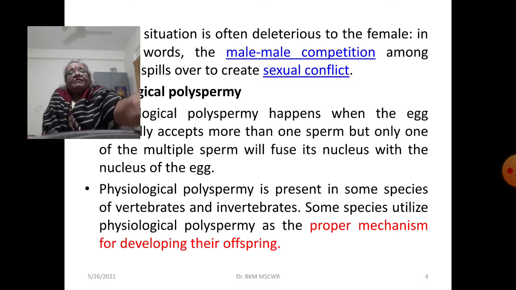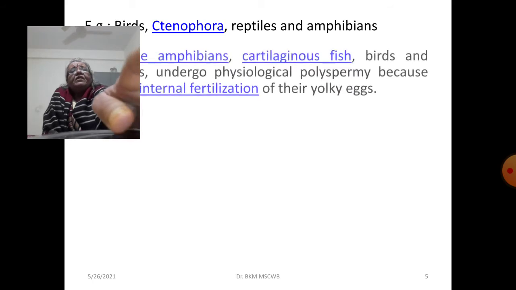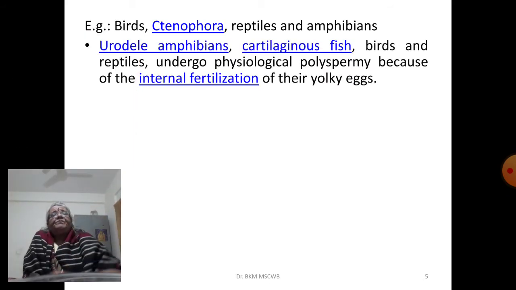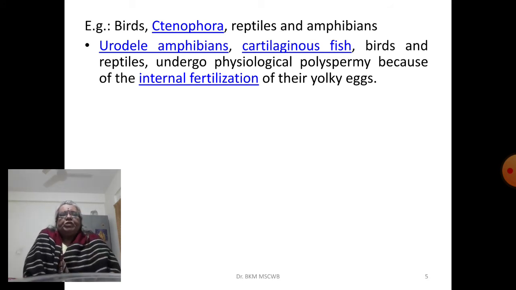Okay. Now, for example, birds, ctenophores, reptiles, amphibians, in all these cases, you can see physiological polyspermy. Okay. Now, there are different points to be noted here. Let me discuss one by one.